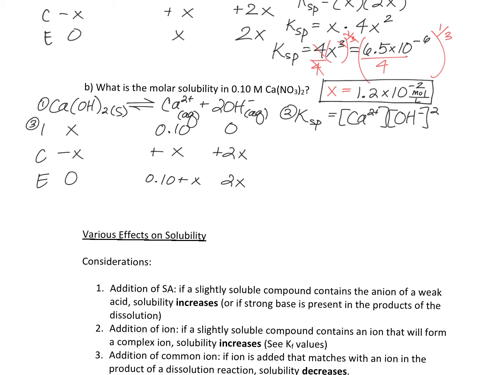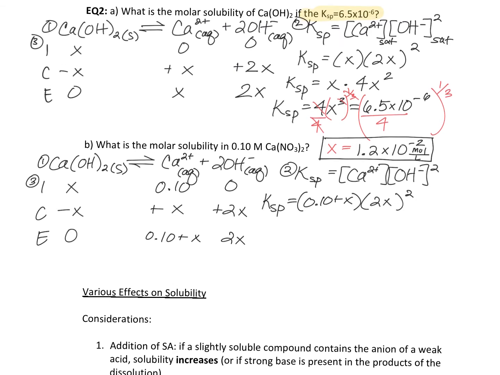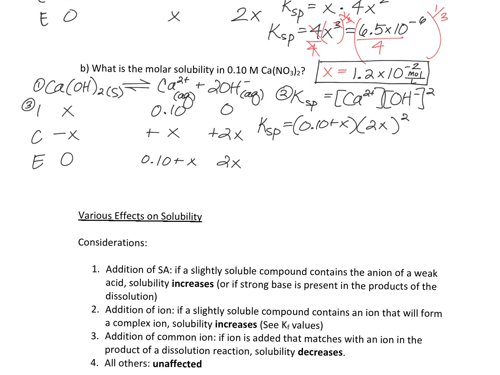All right, so the change is always going to be dependent upon the solid in this case. So we have negative x, and plus 2x. So at the very end, you should have 0.10 plus x and 2x. So let's go ahead and plug that into our Ksp. Ksp is going to be equal to 0.10 plus x and then 2x squared. And that is going to be equal to 6.5 times 10 to the negative 6, same as above.